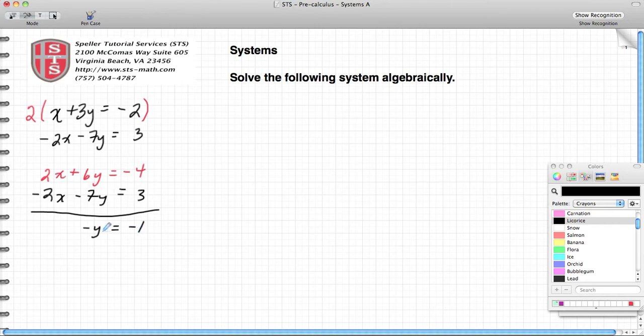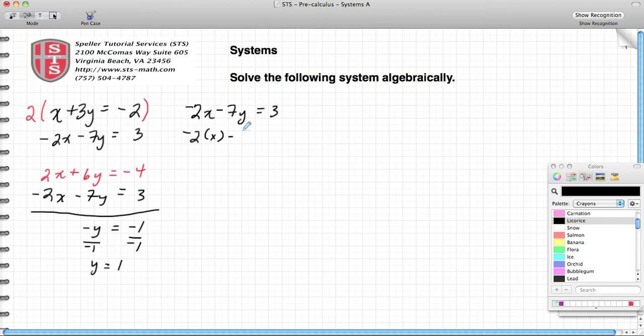We should never leave our variables with negative coefficients, so I'm going to divide both sides by negative 1. And that leaves me with y is equal to 1. Now I'm going to take this value for y and substitute that back into my second equation. I'm going to use my second equation because I made no manipulations on that equation, but it should work in either equation. First, let's go ahead and rewrite the second equation. Negative 2x minus 7y is equal to 3.